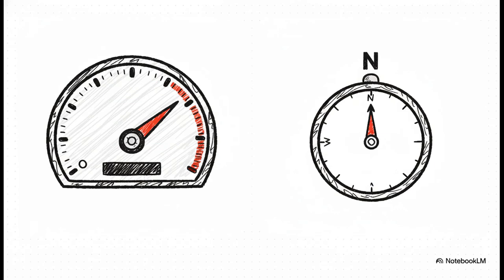So here's a super simple way to think about it. The speedometer in your car, that's telling you your speed. It just tells you how fast you're going. But to know your velocity, you'd need that speedometer and a compass, telling you which way you're headed. Speed is how fast, velocity is how fast and in what direction.